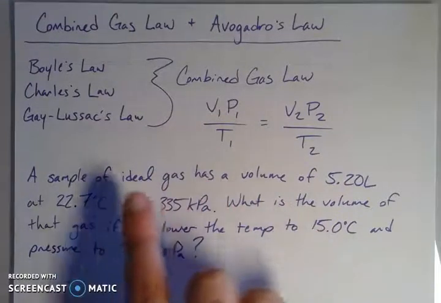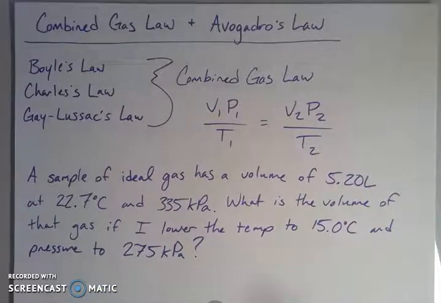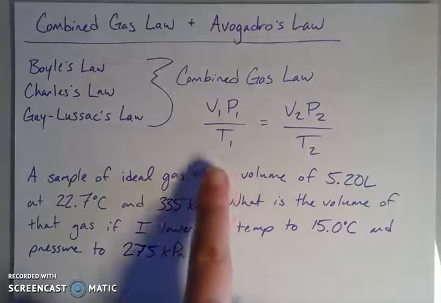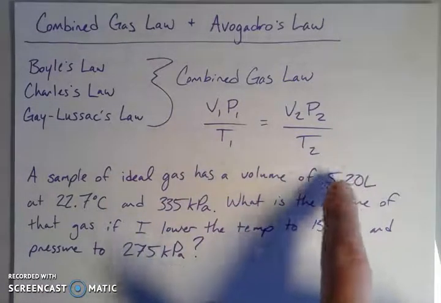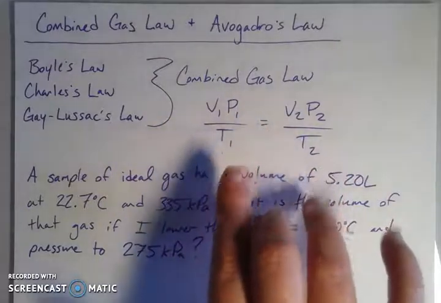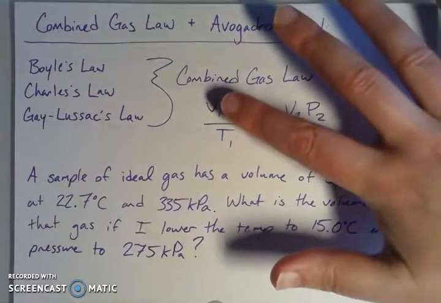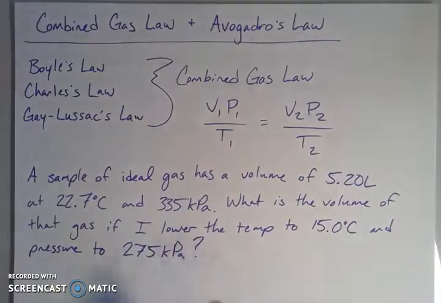So what that really says, if you're thinking about the individual laws, is if you hold one variable constant, so if my temperature doesn't change, for example, then this would just divide out, and I'd be left with Boyle's law, right? If I keep pressure constant, then that'll divide out, and I'm left with Charles' law. If I keep volume constant, then I'm left with Gay-Lussac's law.